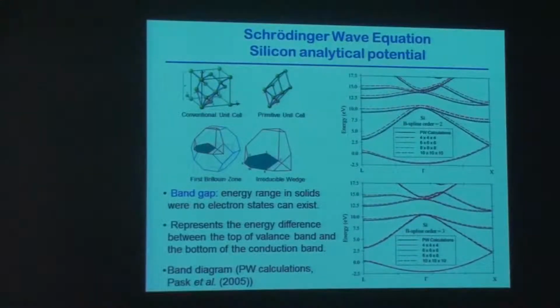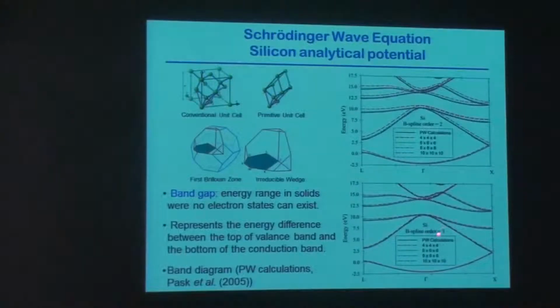I'm going to show a comparison with plane wave calculations, and these calculations were provided by John Pask; they were published in a paper in 2005. I'm going to show you the energy versus the k vector. Solid lines are plane wave calculations. 4 by 4 by 4 is the equivalent of a cruder mesh, and then mesh refinement, 6 cubed, 8 cubed, and 10 cubed using B-splines order 2. We see here that as the mesh is refined, we converge to the plane wave calculations.